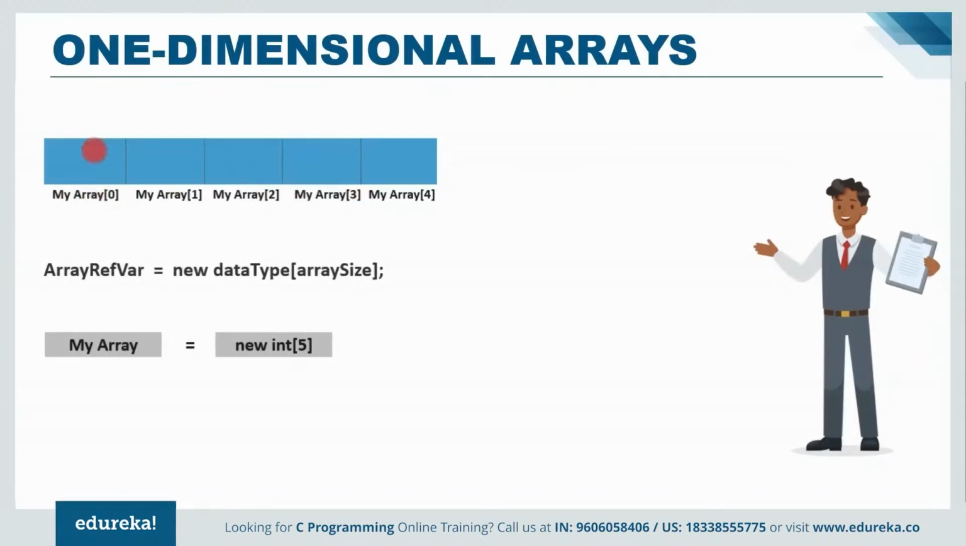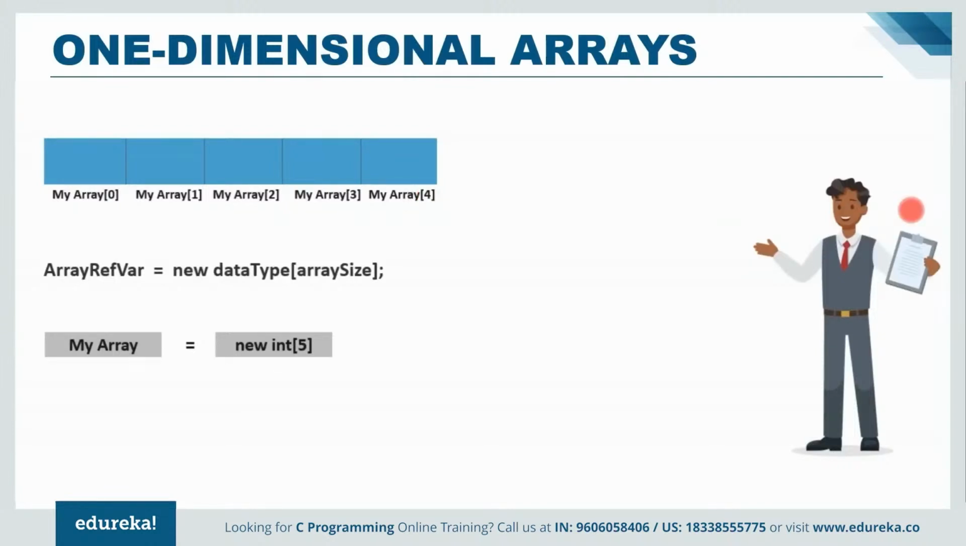So the first memory location of the array is 0, and this 0 is called the index number. The index number following 0 is 1, and similarly 2, 3 and 4. So the fifth element has the index number 4. The index numbers for arrays always start from 0.